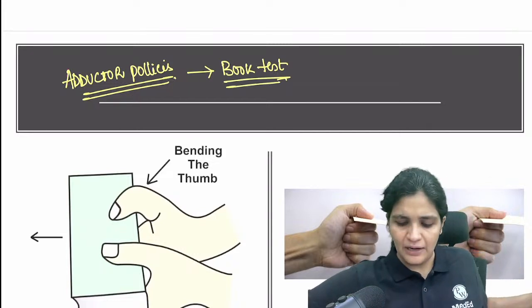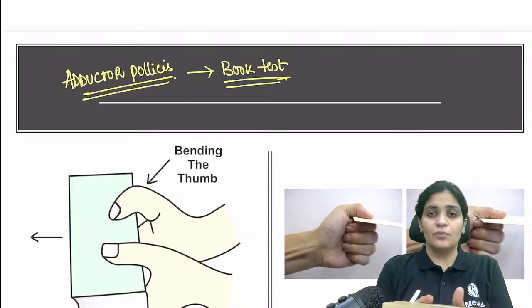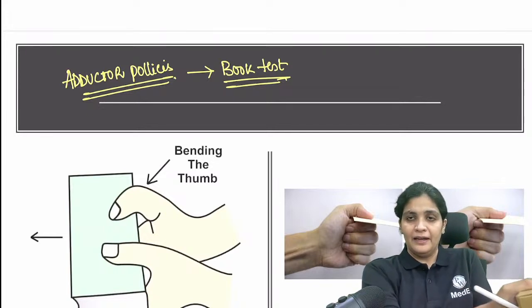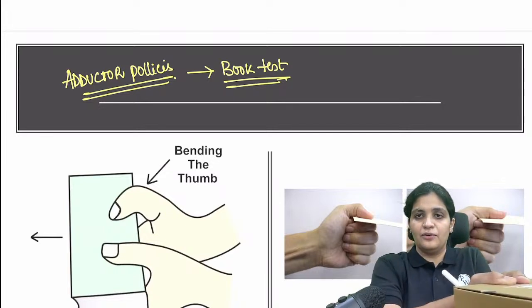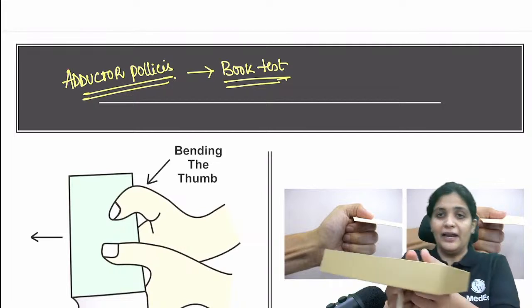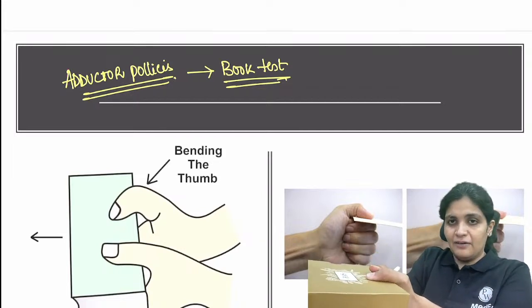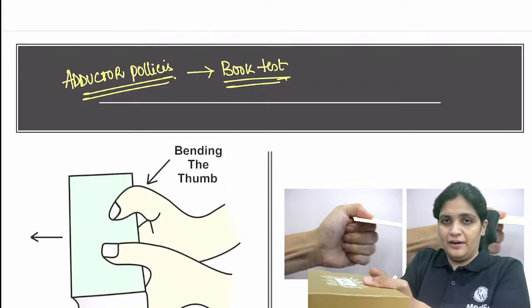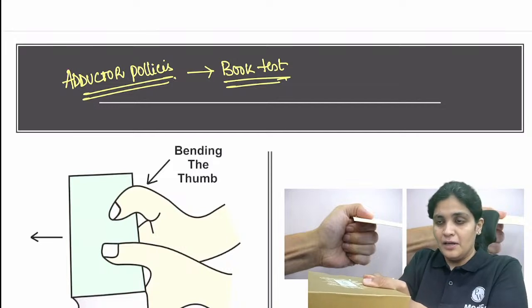It is similar to the card test, but what we do is we hold the book this way. You can see, we are holding the book. Whenever your ulnar nerve is weakened, you still want to hold it, right? You will not leave the book. But instead of adducting, we use the flexor pollicis longus.